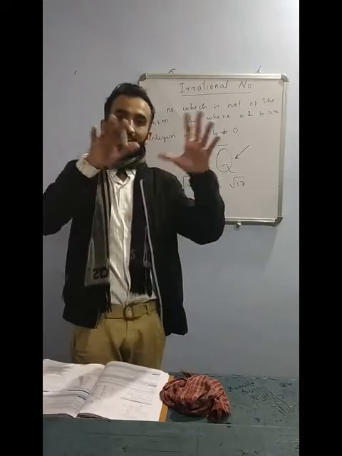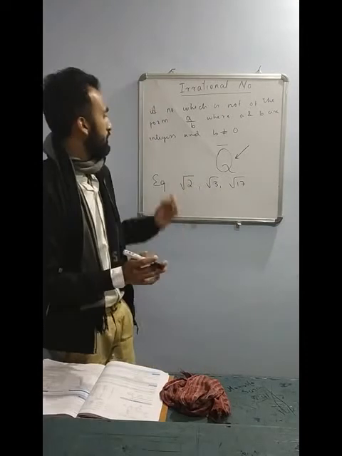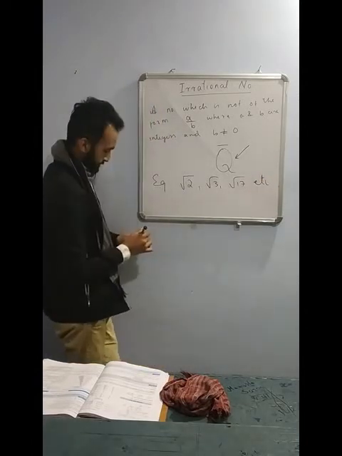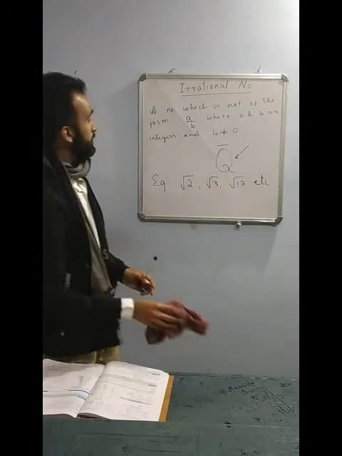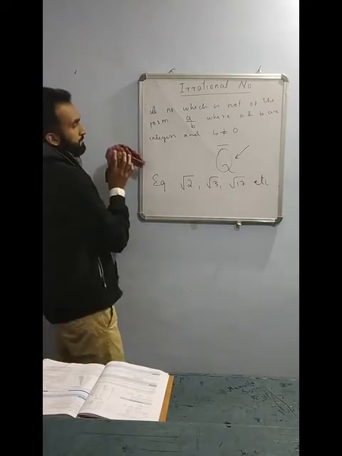So you have all the types of numbers now: rational, irrational. These are a few examples, and so many examples you can give. Till here you can pause it and note it down. Done?